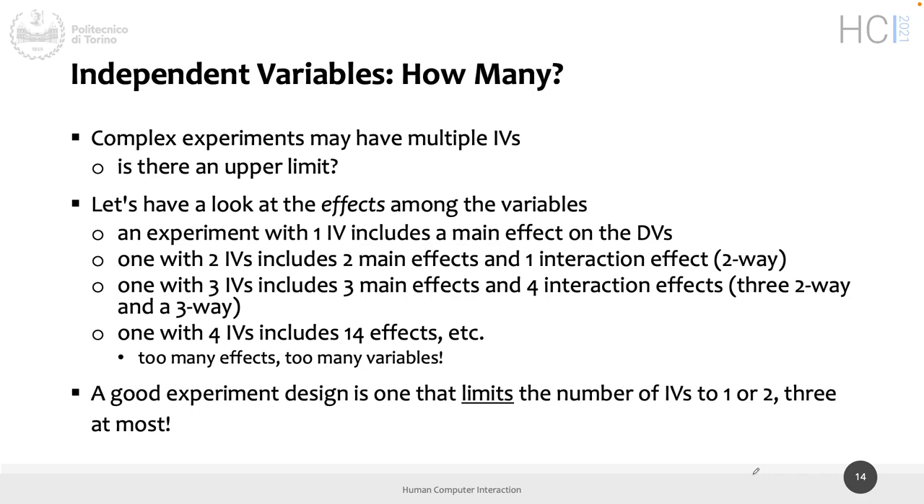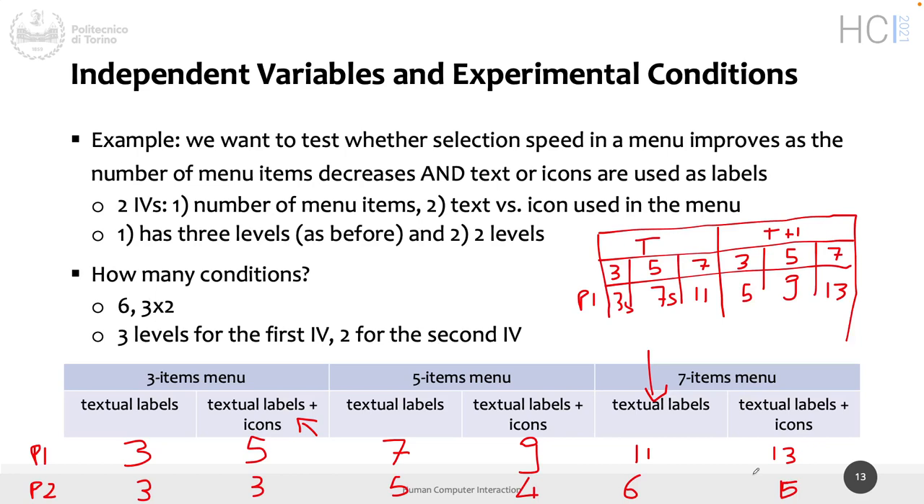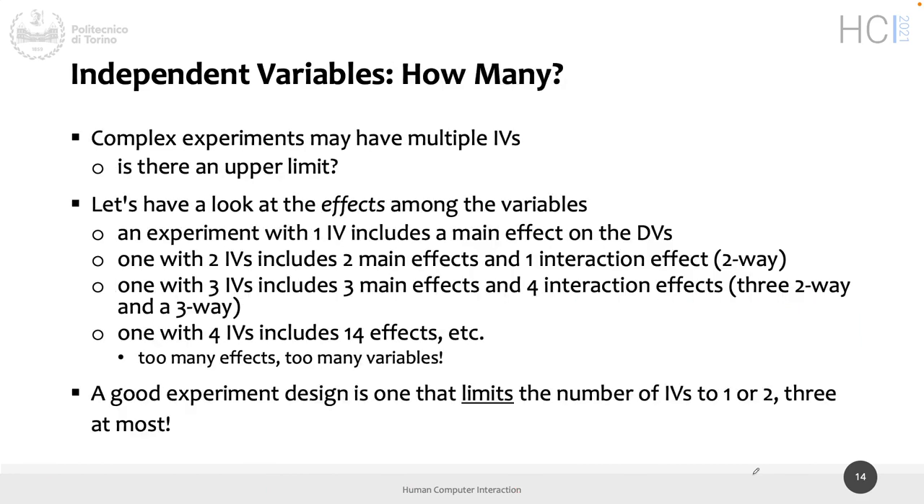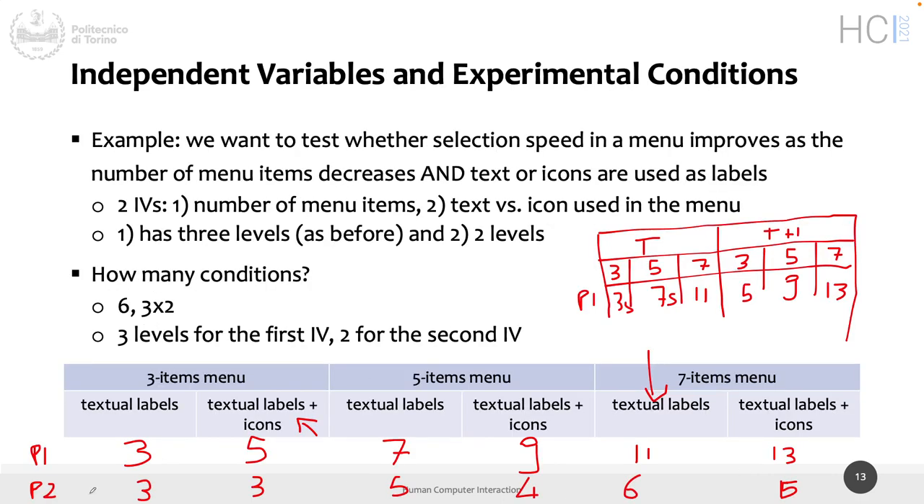If we have two independent variables, as in this case, we have two main effects, because the dependent variable produces an effect both for the length of the item plus the textual label, and also for the length of the item plus. So, one effect for each, separately.